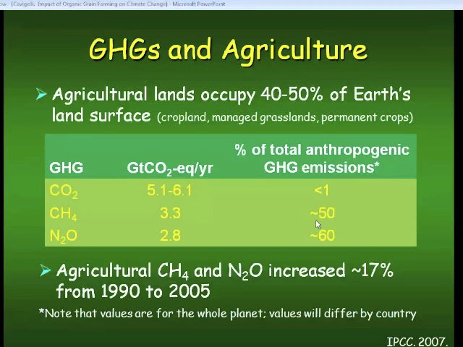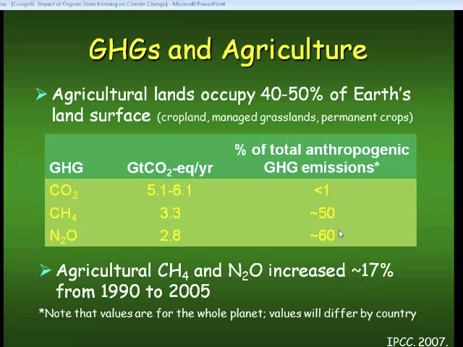Okay, so that gives you kind of an overall picture of the greenhouse gases status at this time. If we look more closely at the contribution of agriculture to these different greenhouse gases, and this again is from the IPCC in 2007, agricultural lands occupy about 40 to 50% of the Earth's land surface, so that includes cropland, managed grasslands, permanent crops. For CO2, the proportion that's attributable to agriculture is very small. It's less than 1% of total greenhouse gas emissions. For methane and N2O, agriculture is the dominant source, or close to the dominant source, of these two gases. And these two gases, methane and N2O, are increasing around 17% at this point.